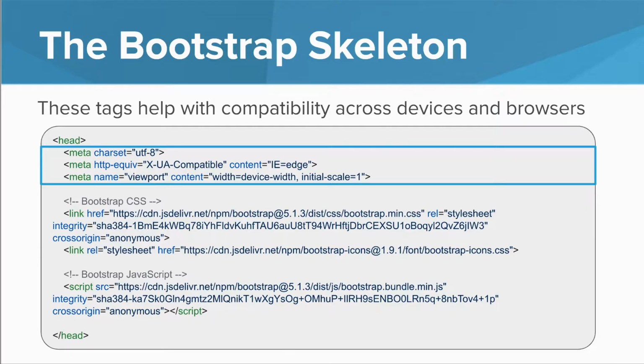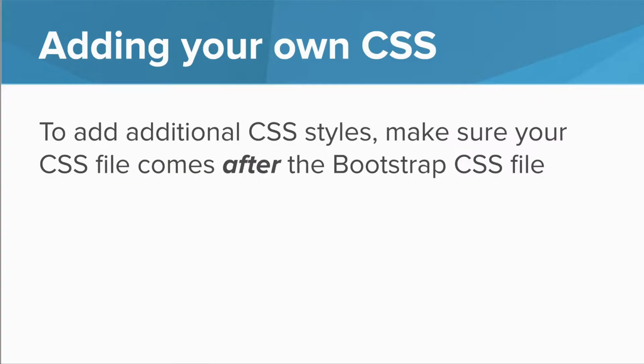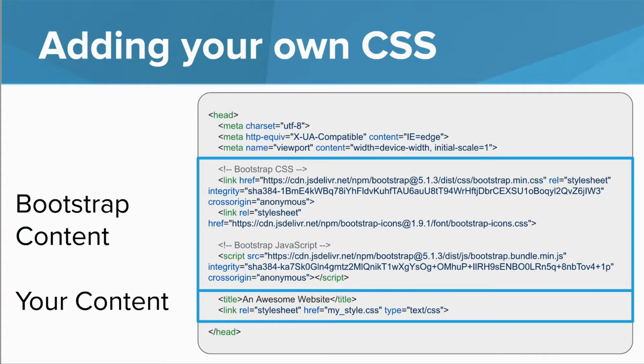These meta tags provide help with compatibility across various devices and browsers your webpage visitors might use to access your online content. Add your own custom CSS styles in a CSS file. But remember to put the link to your CSS file after the Bootstrap CSS file link. Here's an example of including your own CSS file link after the Bootstrap links and scripts in the head of your HTML document.